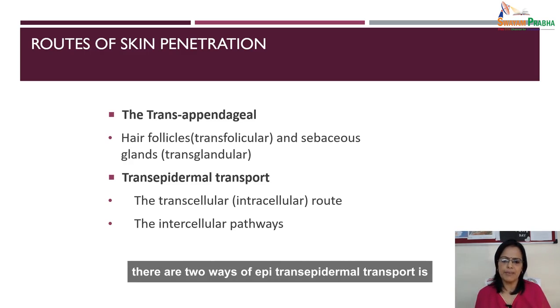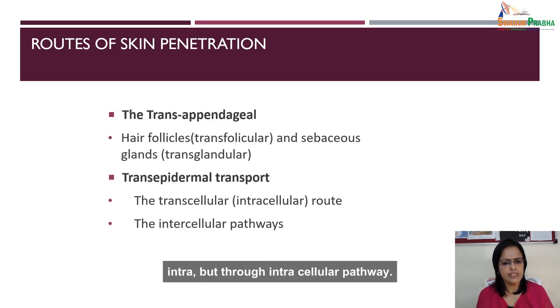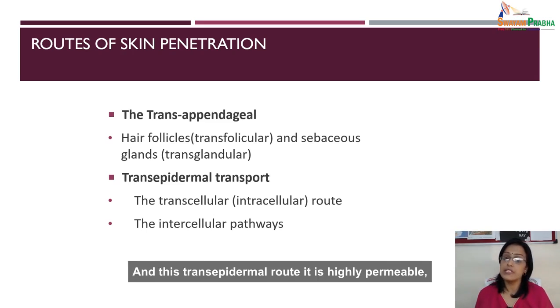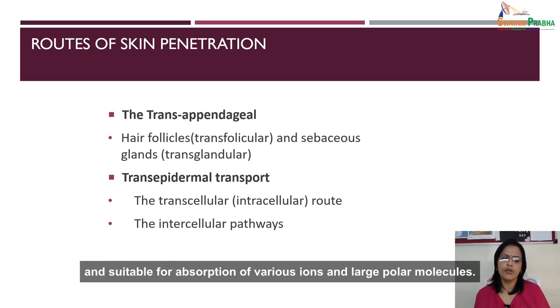And in transepidermal transport, there are two ways: the transcellular and the intercellular pathway. This transepidermal route is highly permeable and the skin behaves as a passive barrier to diffusing molecules, and is suitable for absorption of various ions and large polar molecules.